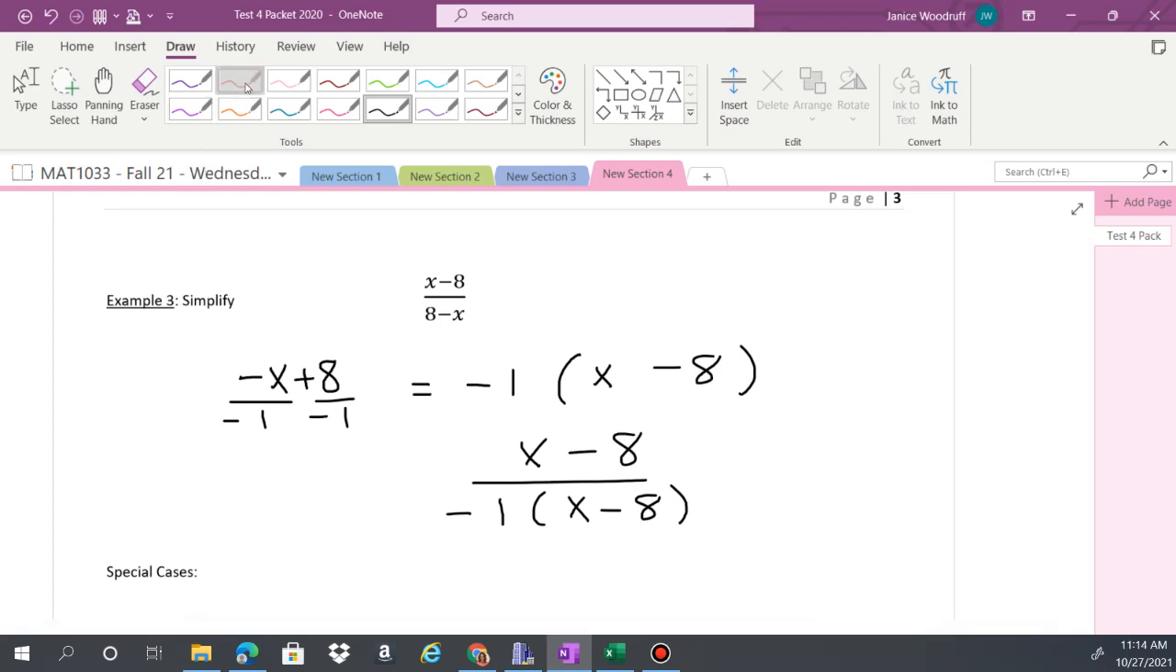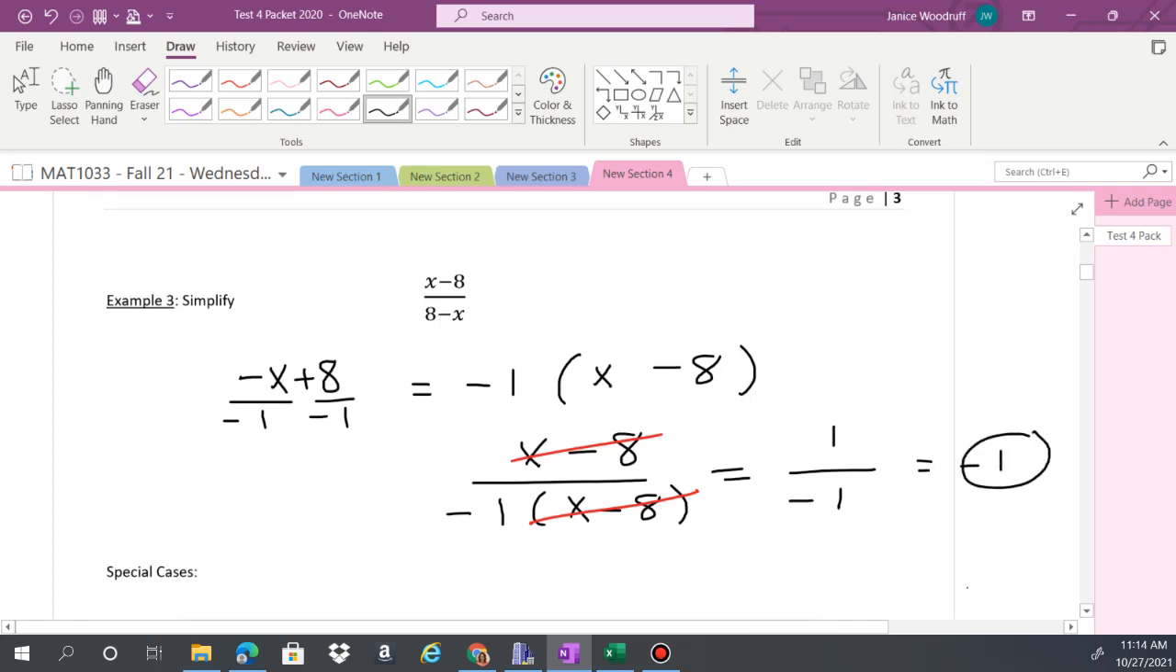Okay, so you might get some that look like that, and then you can cancel these out. What you're left with on the top is nothing. What do you have to put there? 1. Yeah, so 1 divided by negative 1 is negative 1. So your answer there is just negative 1.